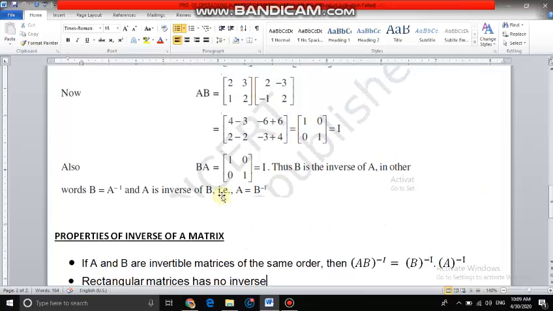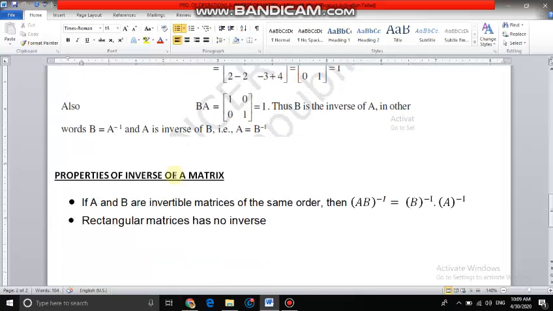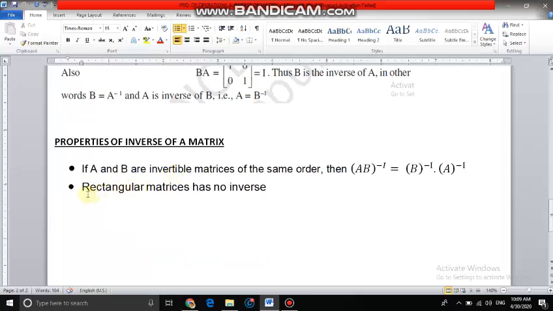Next, as we discussed in the definition of the matrices itself, A is a square matrix. Then B is also a square matrix of the same order. So why do we specify square matrices? Rectangular matrices have no inverse. Okay, for the time being we cannot find the inverse of rectangular matrices.